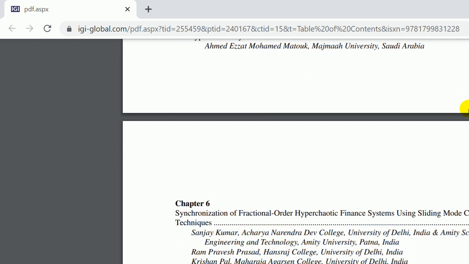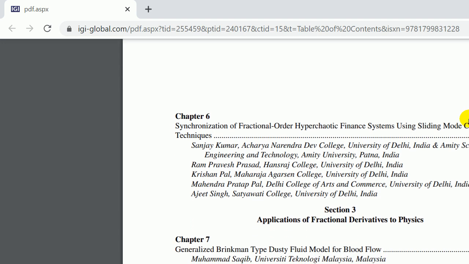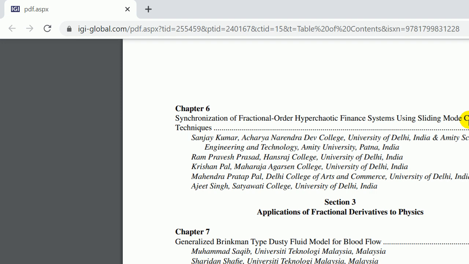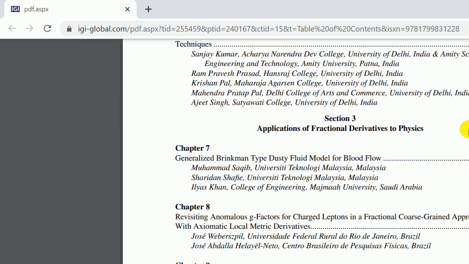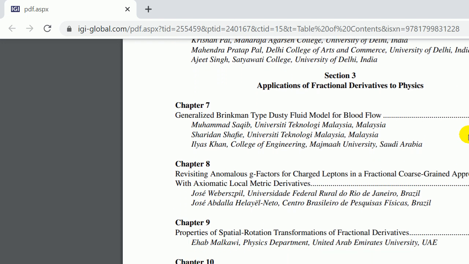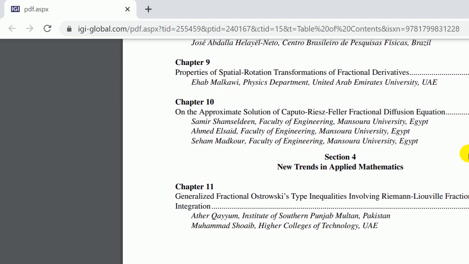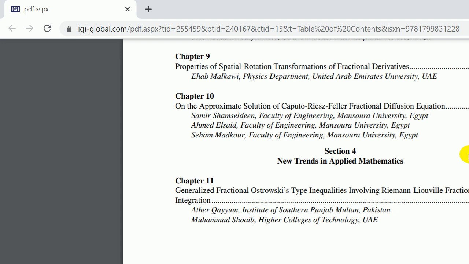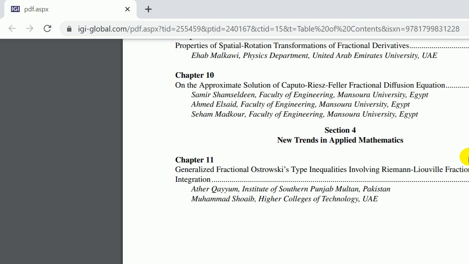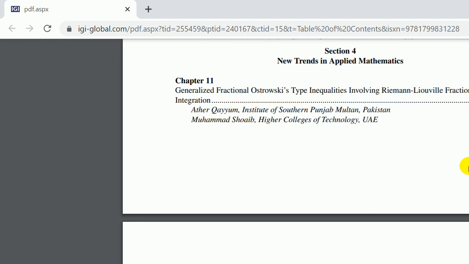In chapter 6, Dr. Sanjay Kumar and his co-author studied synchronization of a fractional order hyperchaotic finance system using sliding mode control. Section 3 studied application of fractional derivative to physics, which includes chapters 7, 8, 9, and 10. In section 4, there is the application of fractional calculus to applied mathematics. So these are new trends in applied mathematics.